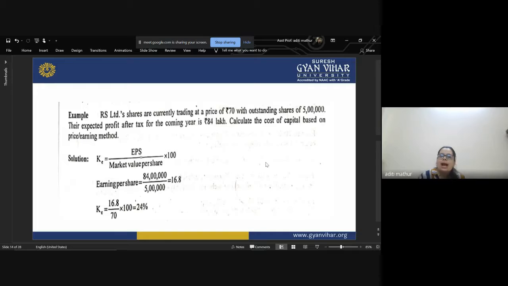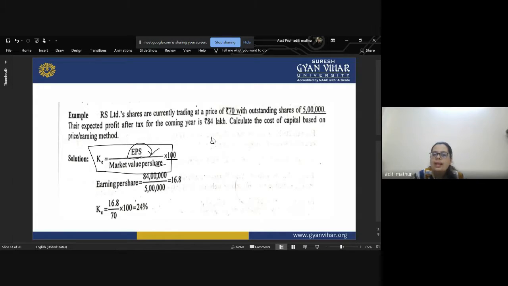RS Limited shares are currently traded at a price of 70 with an outstanding number of shares of 5 lakh. Their expected profit after tax for the year is 84 lakhs. Calculate the cost of capital based on the price earning method. So let us first write the formula to calculate the KE, which is equal to EPS divided by market price into 100. Now in the question, we are not given the EPS, but we are given the associated figures through which we can calculate the EPS.